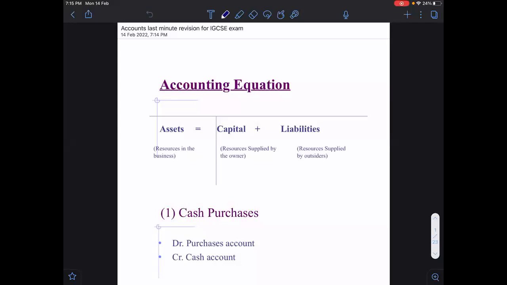Okay. So accounting equation: assets is equal to capital plus liabilities. Assets are something that someone owes to the business or is owned by the business. Capital are the resources that the owner puts into the business, and liabilities are when the business owes to someone else.